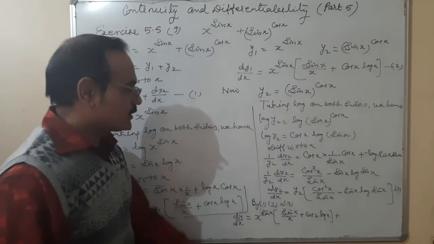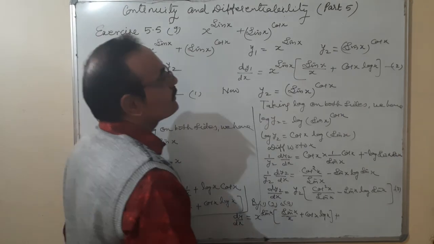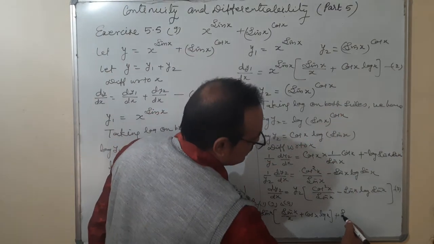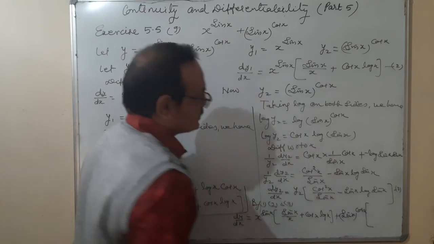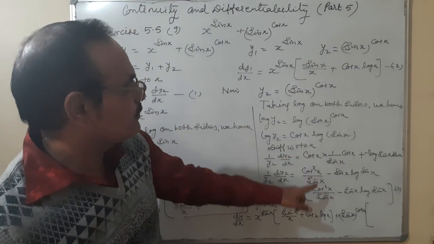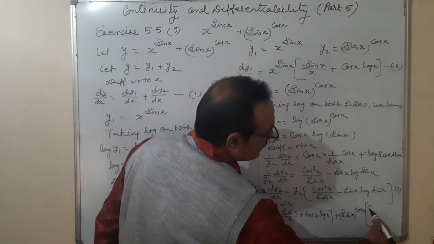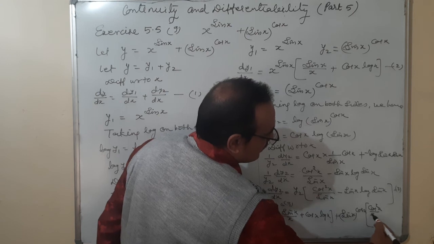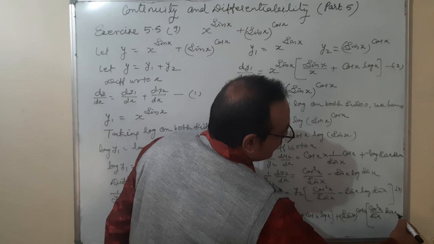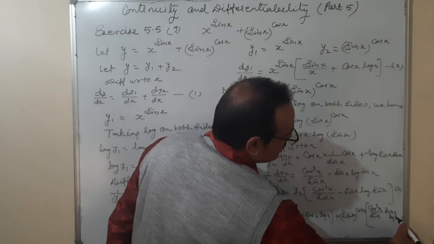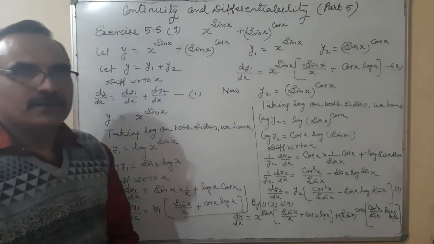What is the value of y2? The value of y2 is sin x to the power cos x. So that is the value of y2 in equation number 3. Now we'll put the value cos square x upon sin x minus sin x into log sin x. So this is the value of dy by dx.